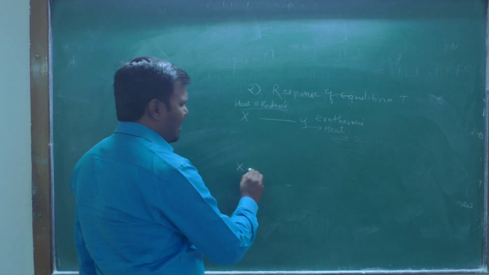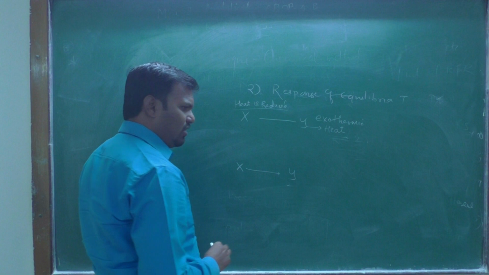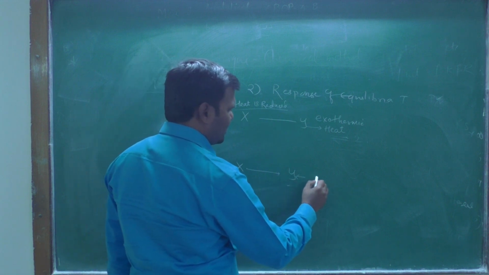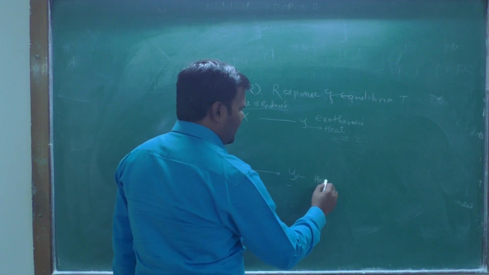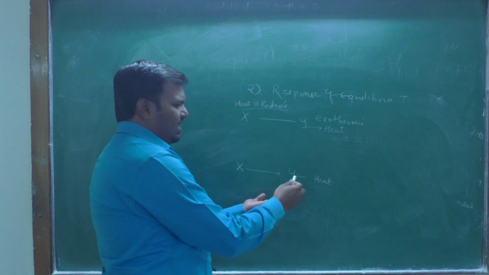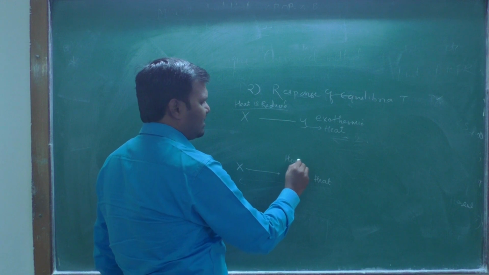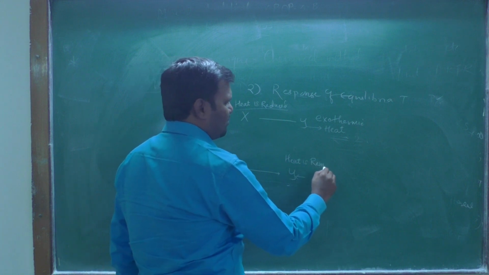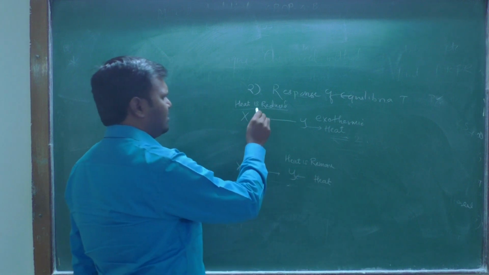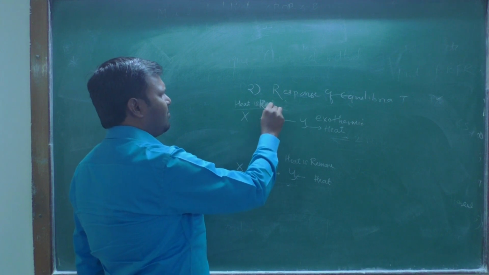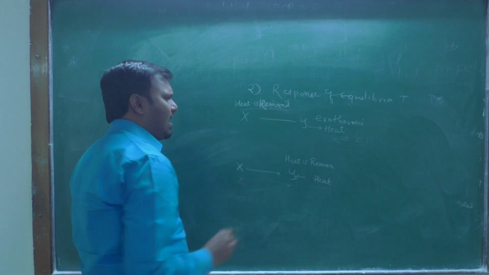Second, if you have the endothermic reaction, endothermic reaction means it gets the heat. It absorbs the heat. Therefore, heat is removed from Y to X. In this case, heat is removed from Y to X, and in the other case, heat is removed from X to Y.